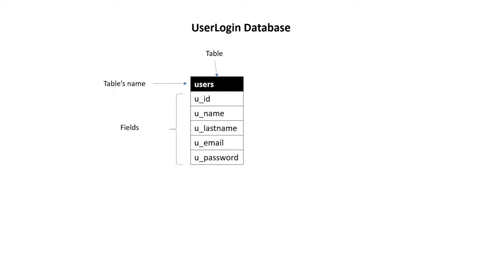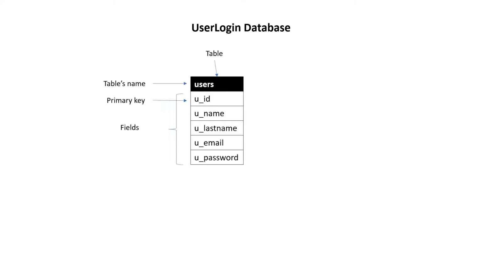Then, a primary key is a field in a table with a unique value that identifies each row or record. In this table, the primary key is UID, so it's unique for each user. In your case, you can add more fields depending on your requirements.